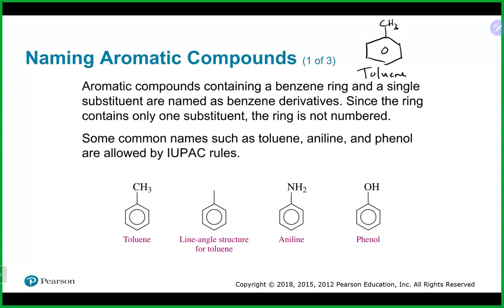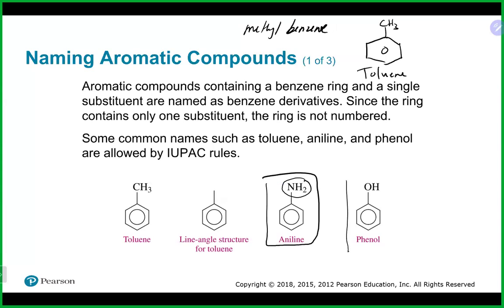Now, if you wanted to name it without using the historical name, we typically will just put the group and put benzene at the end of it. So this is sometimes called methyl benzene, because it has a methyl group hanging out there on the benzene ring. If you have a benzene ring like you see here that has a nitrogen-containing group, this is an amine, that has a historical name known as aniline.